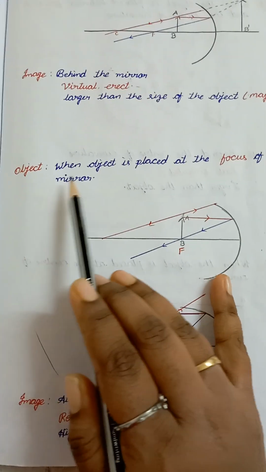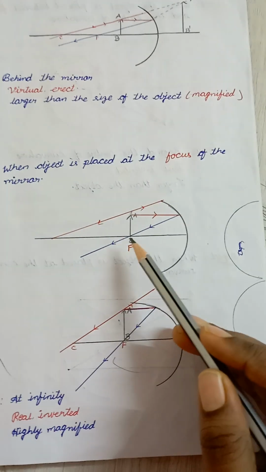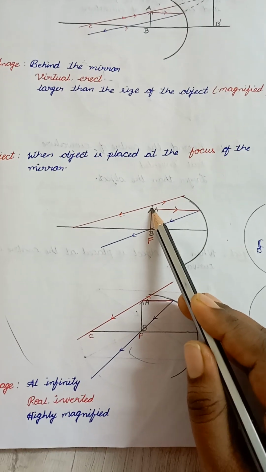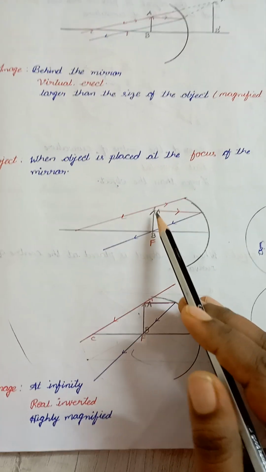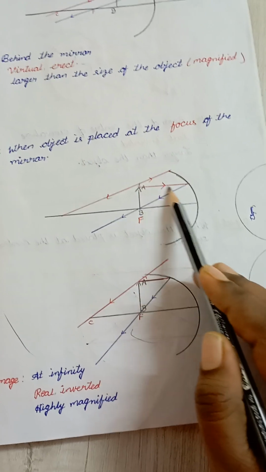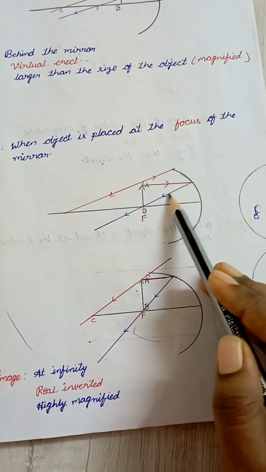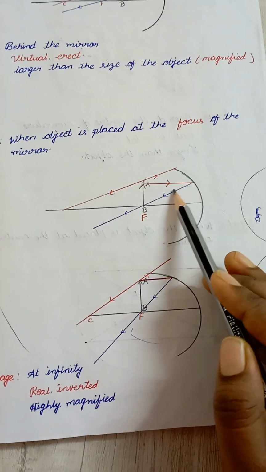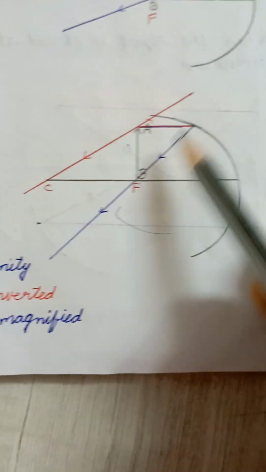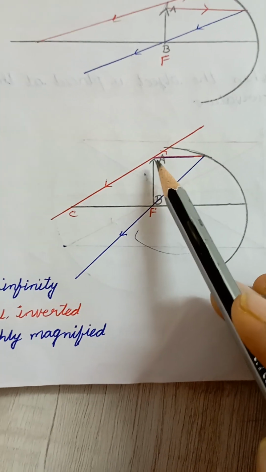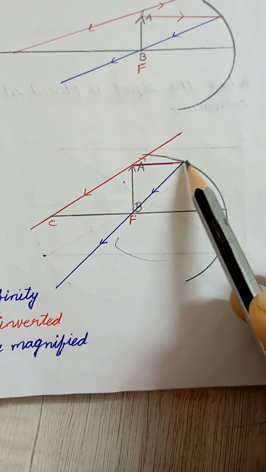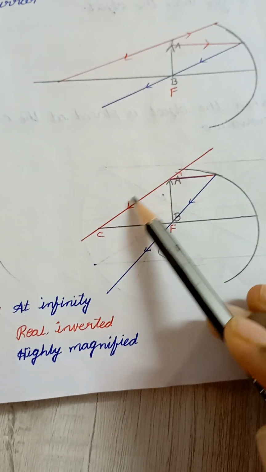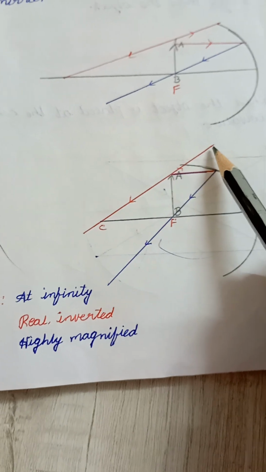See here, when we place the object at the focus of the mirror, we take one incident ray parallel to the principal axis. What will happen? Parallel to the principal axis means it always passes through the focus. We need two incident rays, right? One we are taking parallel to the principal axis, one we are taking through the center of curvature.